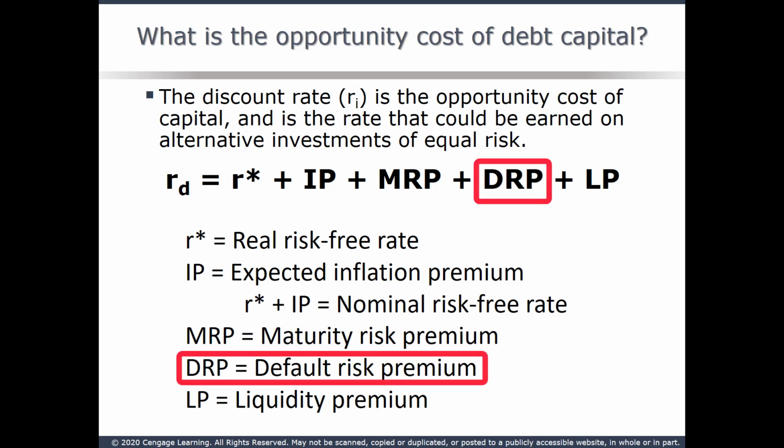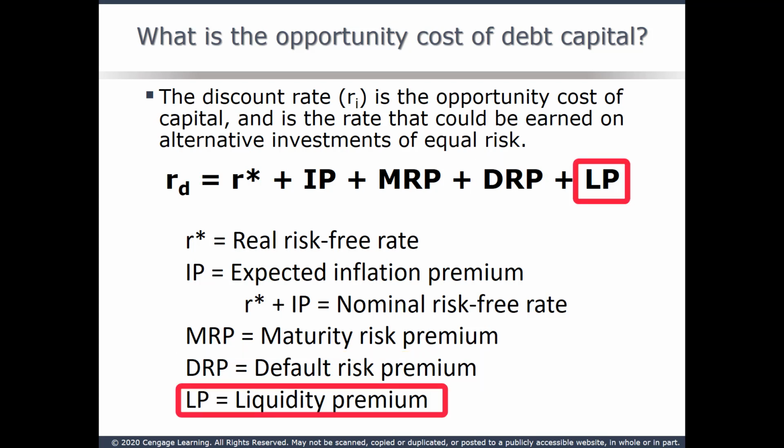U.S. Treasuries have no default risk. And a liquidity premium to compensate investors if the market for these bonds is not liquid. The market for Treasury bonds is highly liquid. The market for corporate bonds is very illiquid.